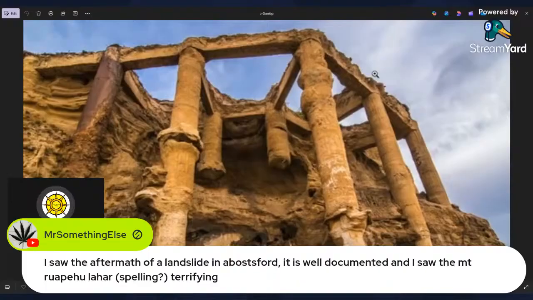And there's something else. I saw the aftermath of a landslide. Yes, it is well documented. Whenever you have these events happening, they are terrifying because they can be very destructive and frightening.